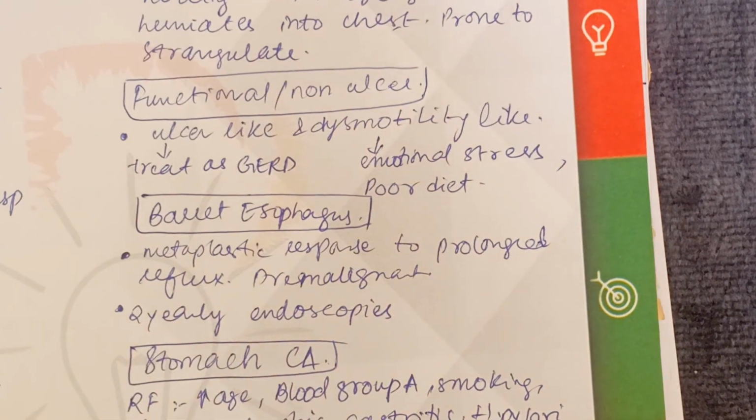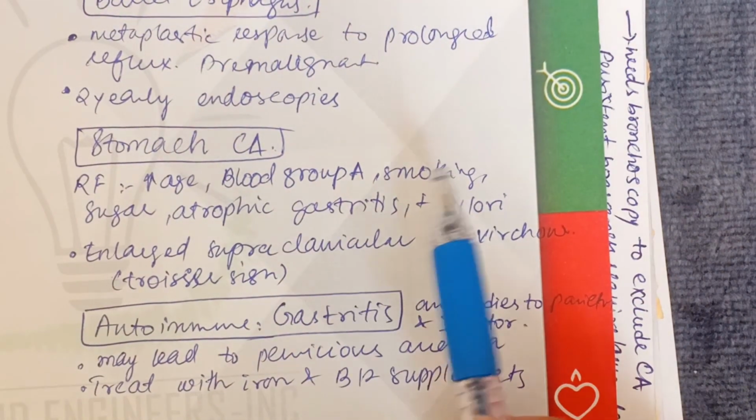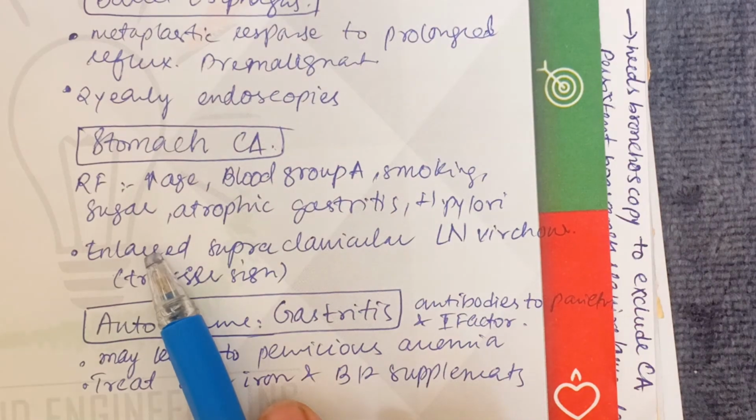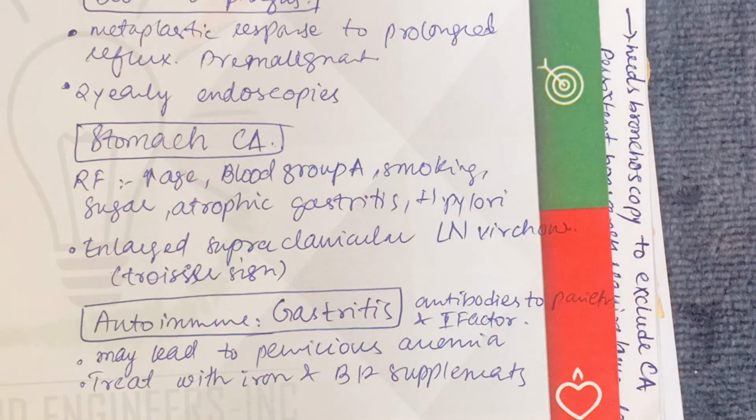Then we have stomach cancer. The risk factors for stomach cancer are increased age, blood group A, smoking, increased sugar intake, atrophic gastritis, and a history of H. pylori. A special examination sign which can point towards stomach cancer: if the supraclavicular lymph nodes are enlarged, it is called Virchow's node, and it is Troisier's sign, which signifies stomach cancer.